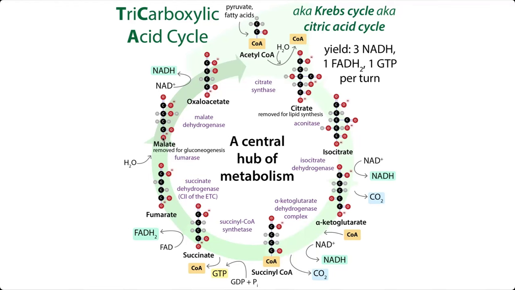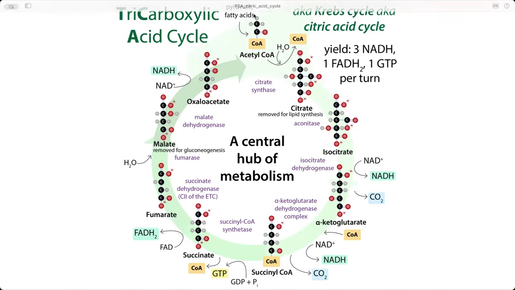And then in the second half, we're going to be rearranging things so that we get back to our oxaloacetate so we can do this whole thing again. So walk through real quick. We're going to take that acetyl group from our acetyl-CoA, join it to oxaloacetate to give us citrate. That's happening through this enzyme, citrate synthase.